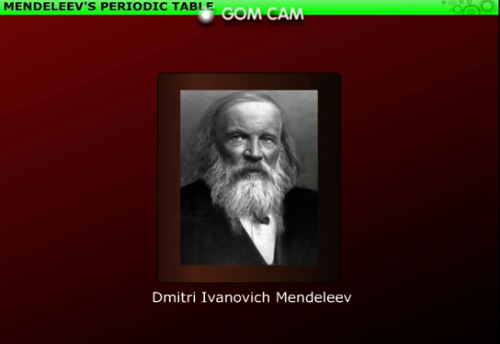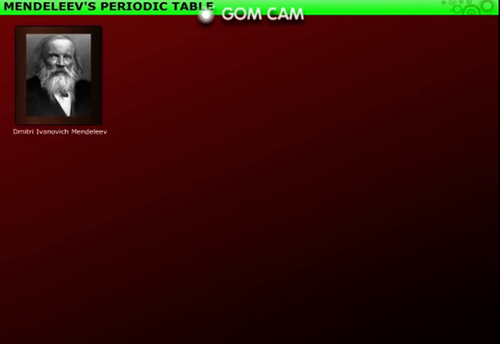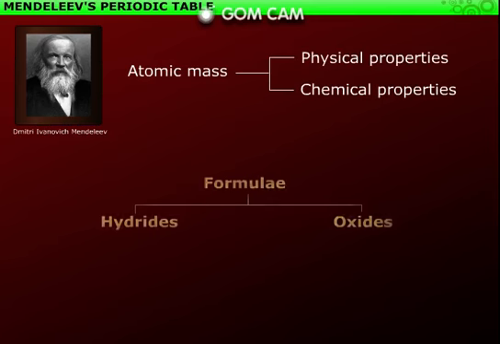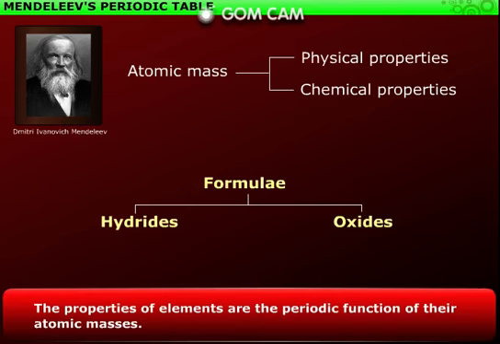When Mendeleev started his work, 63 elements were known. He examined the relationship between the atomic masses of the elements and their physical and chemical properties. The formulae of the hydrides and oxides formed by an element were treated as one of the basic properties of an element for its classification. Based on his observation, Mendeleev formulated a periodic law, which states that the properties of elements are the periodic function of their atomic masses.